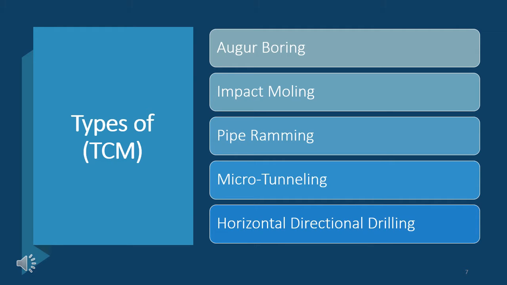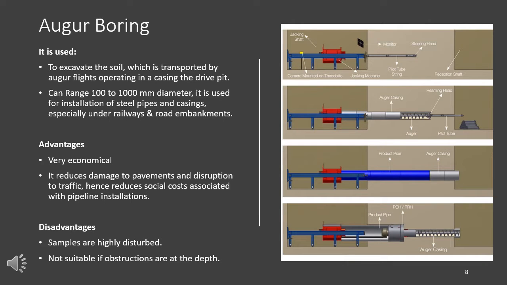The different types of Trenchless construction methods include the following: auger boring, impact molding, pipe ramming, microtunneling, and horizontal directional drilling. Auger boring is used for the installation of steel pipes and casings, especially under railways and road embankments. Some of the advantages of this Trenchless technology is that it is very economical and it can reduce the damage to pavements and disruption to traffic. Hence, this reduces social costs associated with pipeline installations.